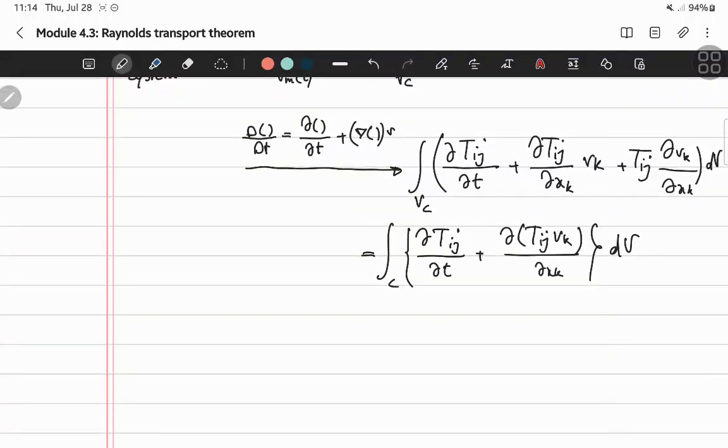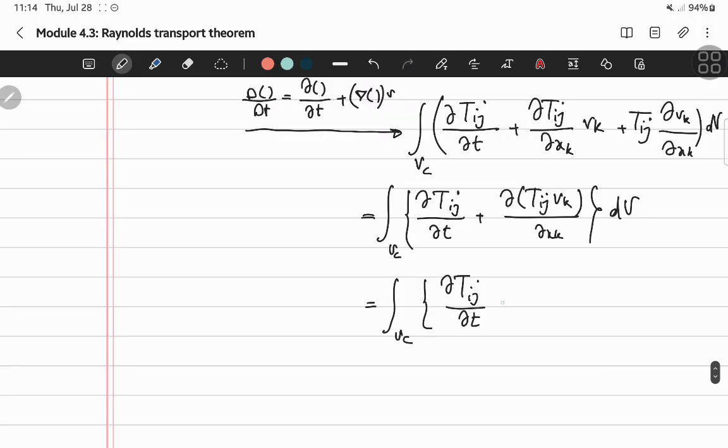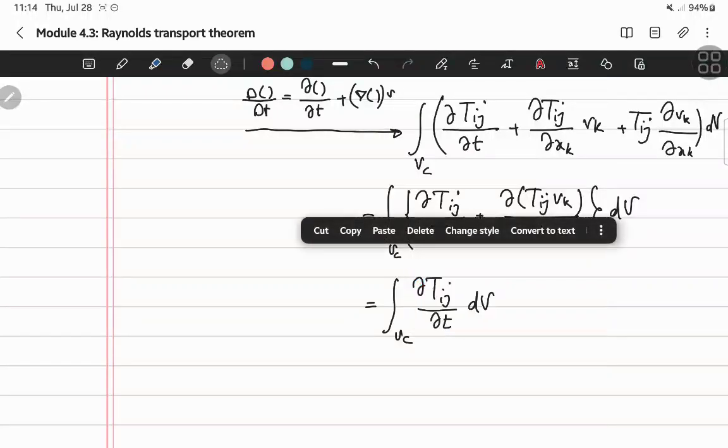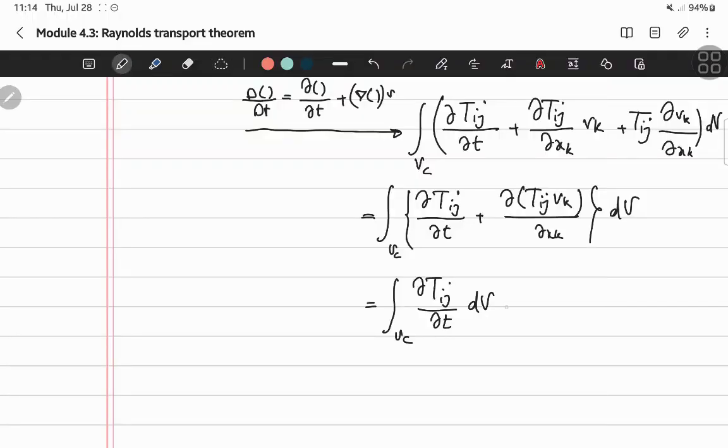So basically this can also be written as, so if I write this as Vc, we have the partial derivative of T_ij with respect to t, and this is dV, of course, plus, so this can be written as T_ij v_k n_k dS over Sc.